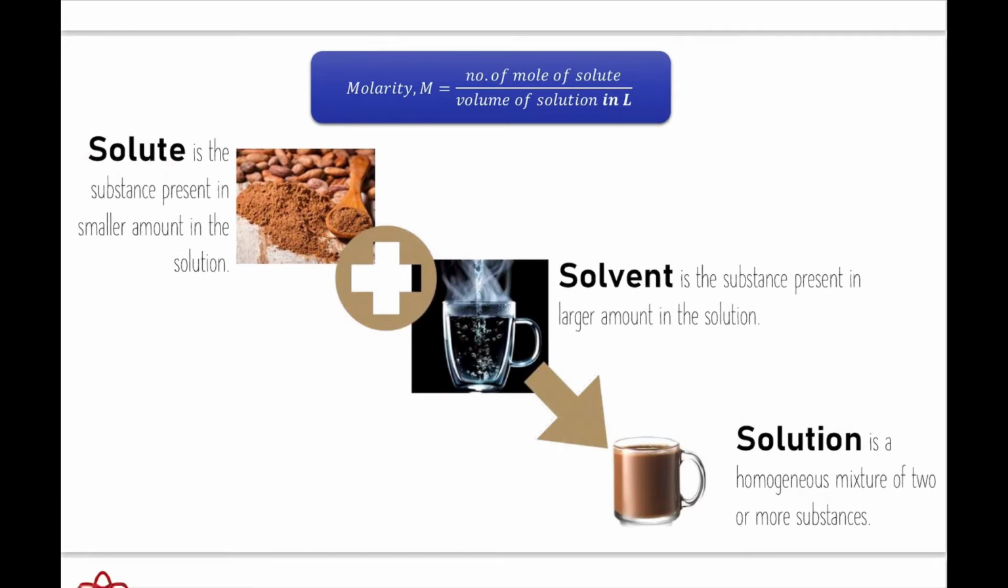Solute is the substance present in smaller amount in the solution, while solvent is the substance present in larger amount in the solution, while solution is a homogeneous mixture of two or more substances. In this example, if we want to prepare a hot chocolate beverage, we need to have cocoa powder as the solute, hot water as the solvent. When we add hot cocoa to the hot water, we will produce a hot beverage, which is a hot chocolate.